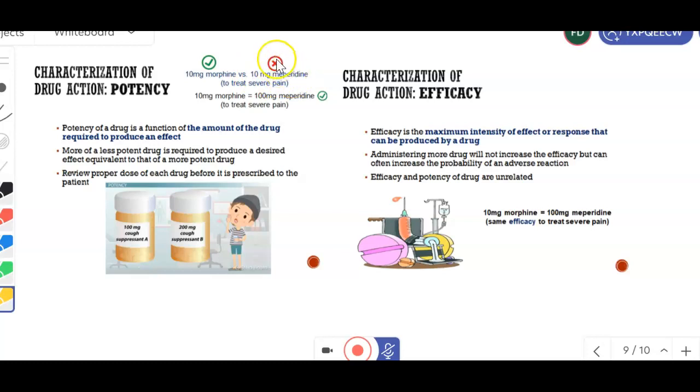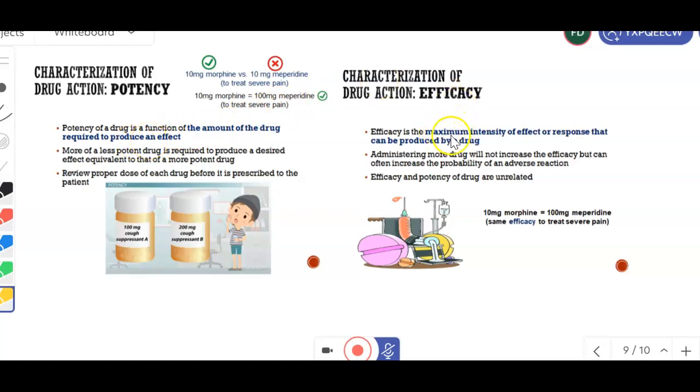And it's not. You can see the X. That means that this is not going to produce an effect. This is not going to make me feel better. But if I take 100 milligrams of meperidine, well, that's going to make me feel better. So 10 milligrams of morphine is potent enough. It's going to produce an effect. And 100 milligrams of meperidine is also potent enough. It's going to produce an effect.